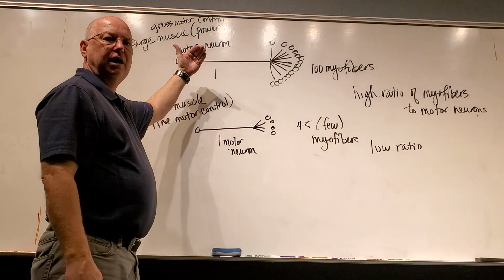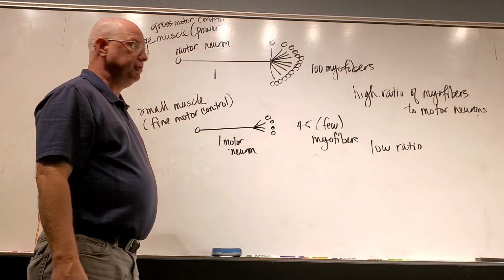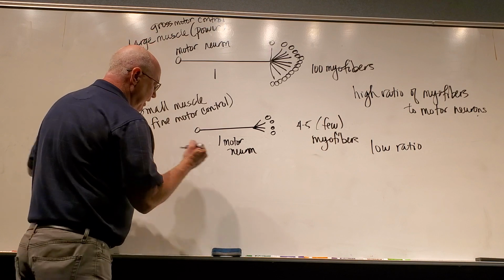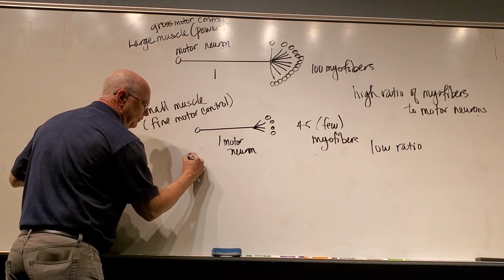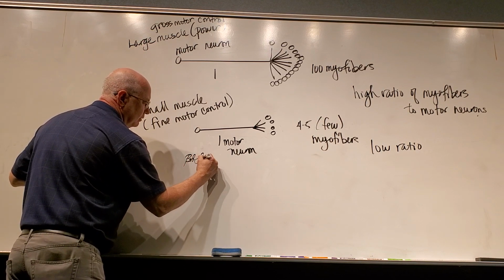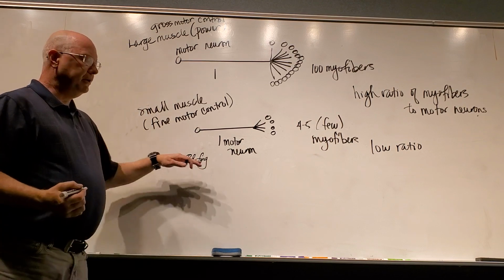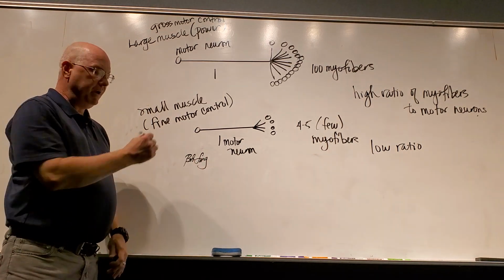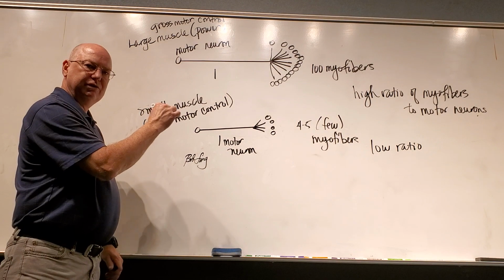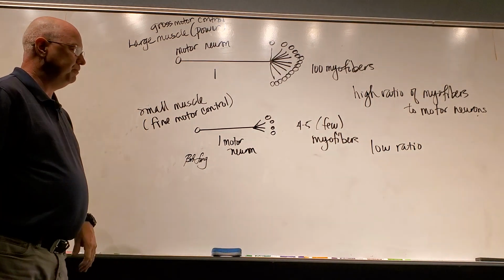Large movements have a high ratio of muscle cells to motor neurons. If I wanted to write my name in cursive, then I'm going to need a lot of fine motor control here. When I do that, I'm not getting a lot of power, but I've got lots of stops and starts and very fine control over the movement.